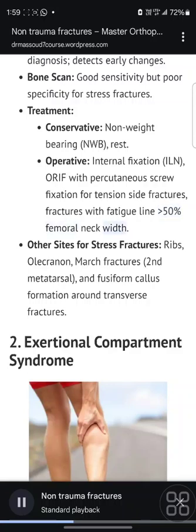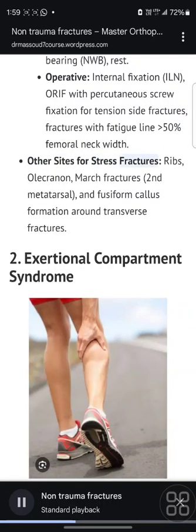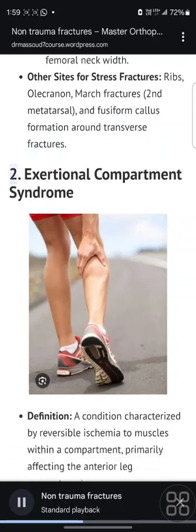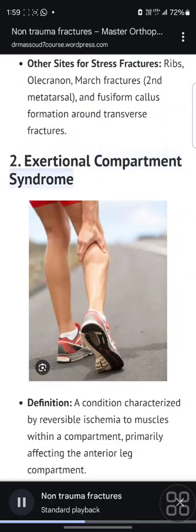femoral neck width. Other sites for stress fractures: ribs, olecranon, march fractures, second metatarsal, and fusiform callus formation around transverse fractures.